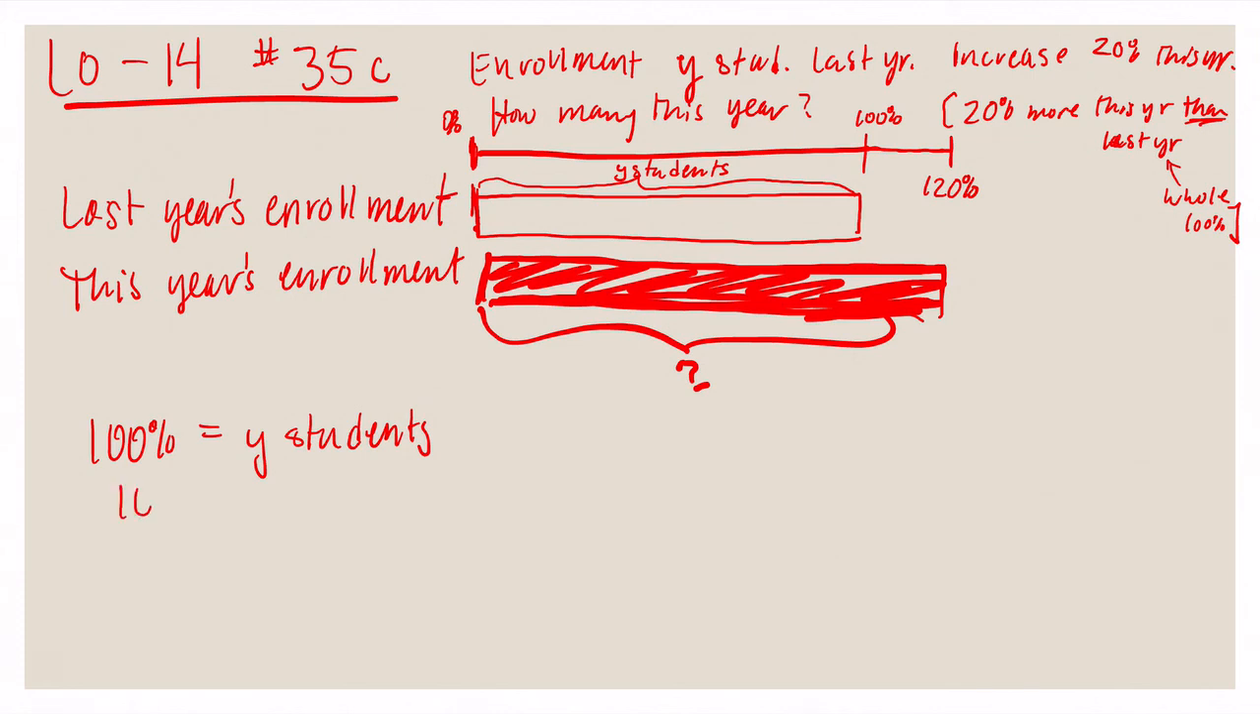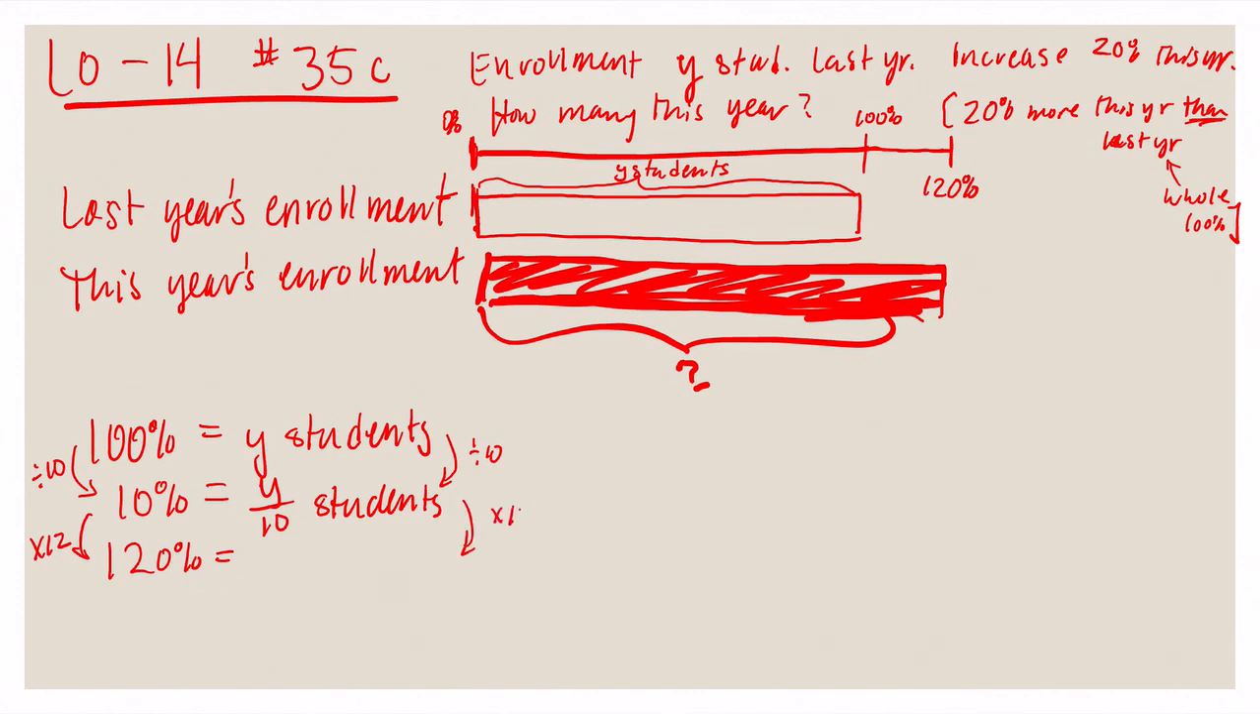So I recommend a breakdown to 10% and then build up to 120 from there. Now, from 100% to 10%, we divide by 10. Y students divided by 10 is going to be Y over 10 students. Okay, we don't know how many there are, but we can still keep the variable there and put all the arithmetic in as an expression. So 120% is what we want. That is times 12. And then this one times 12 is going to be 12Y over 10. So I multiply my 12 and then numerator.